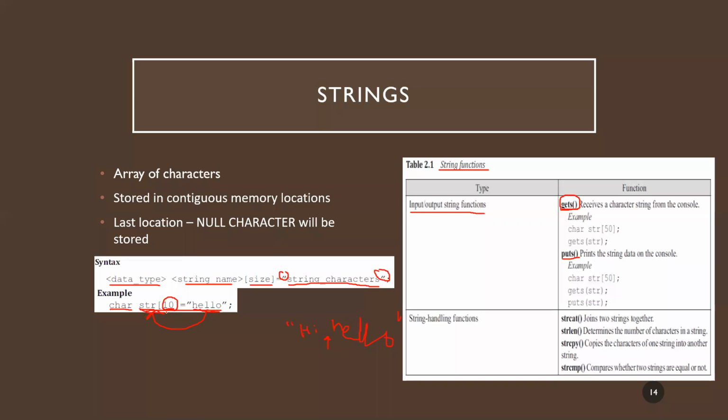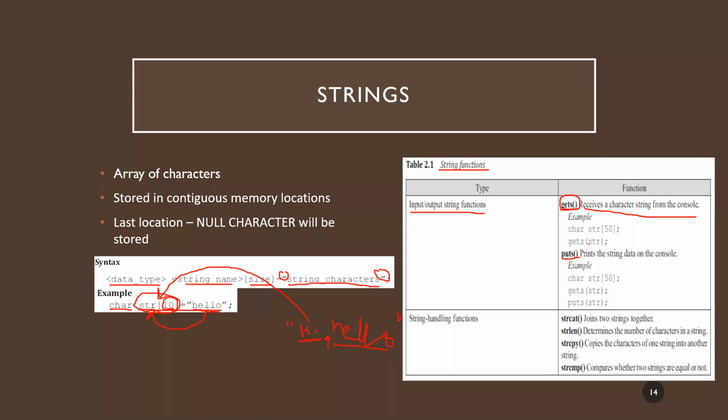Another specialty is that it will exclude all the characters after the white space. So only these two characters will be stored in this, not the entire text. After the 0th index and first index, the next index will be stored with the null character. So this is another specialty. So gets actually receives the character string from the input console. How do I utilize it?